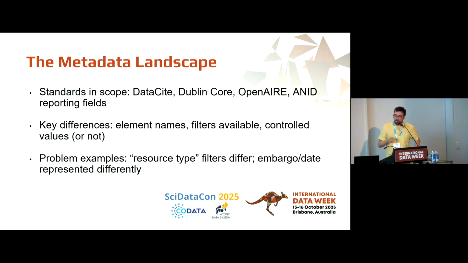So we have a lot of standards going on, and the key difference is that they sometimes match and sometimes do not match in the element names and in the filters. Some have controlled values, some do not. We have examples of problems with the resource type, which is not the same in each of these metadata standards. We have embargo dates that are not defined in the same way. So we have to see how we can translate them and make them talk.